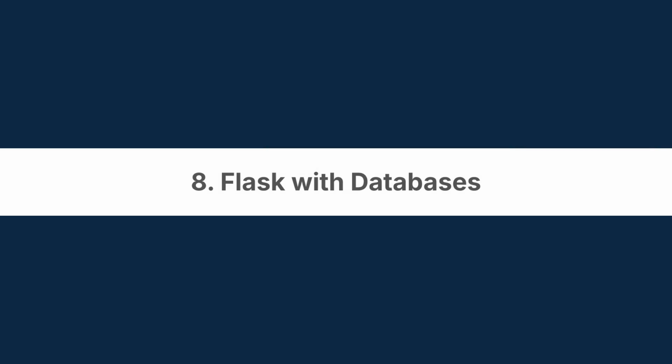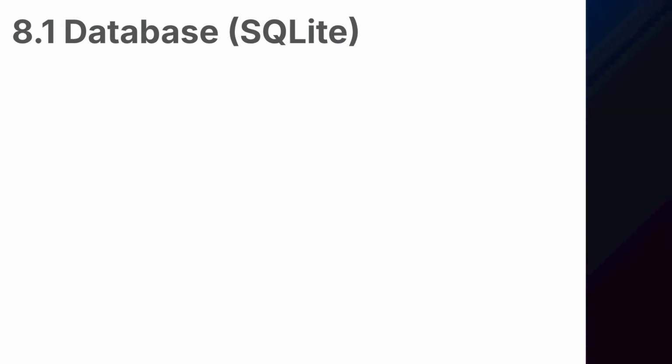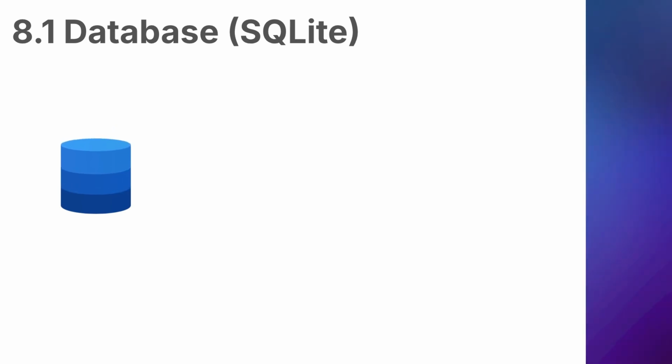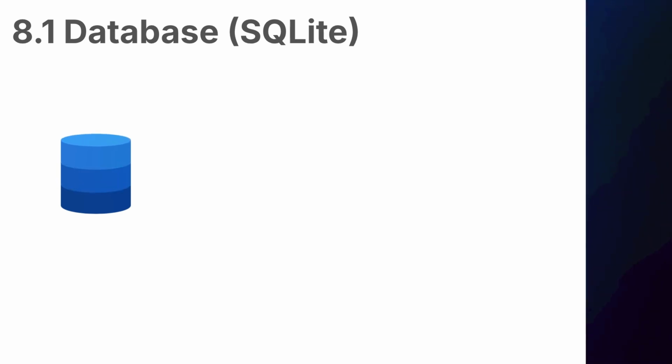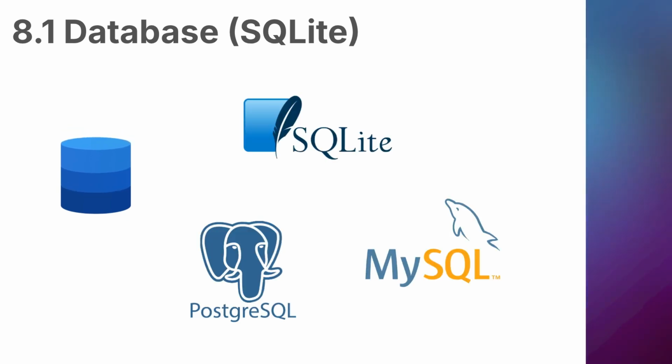Eight, Flask with databases. 1. Database and SQLite. A database stores your app's data permanently. The data is like user info, form submissions, blog posts, and so on. Without a database, your data disappears when the app stops running. There are many different types of databases, such as SQLite, MySQL, PostgreSQL, and more.